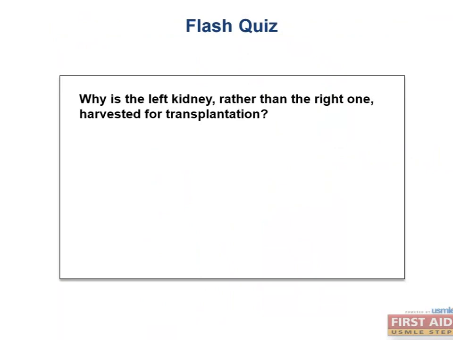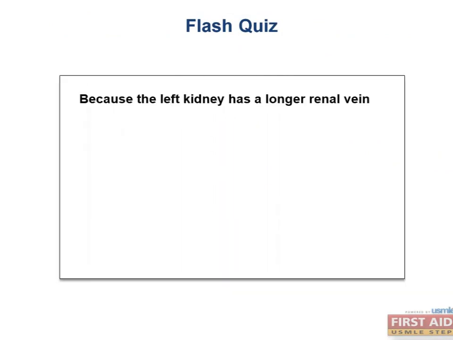Flash quiz. Why is the left kidney rather than the right one harvested for transplantation? Answer. Because the left kidney has a longer renal vein. Remember that the IVC lies to the right of the aorta, so the left renal vein will be longer.